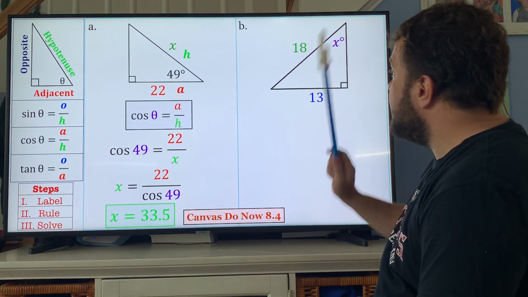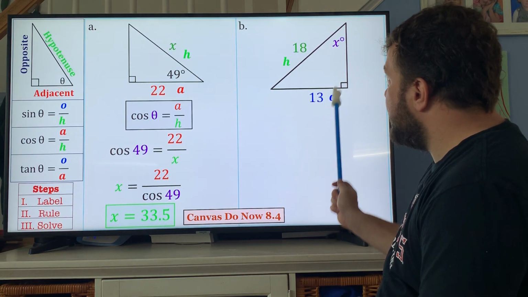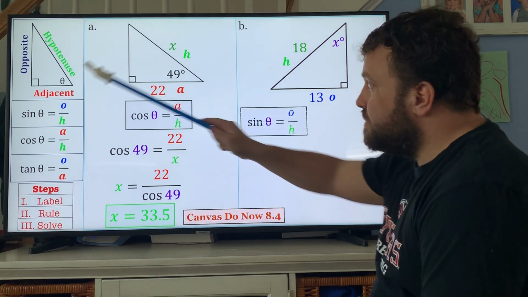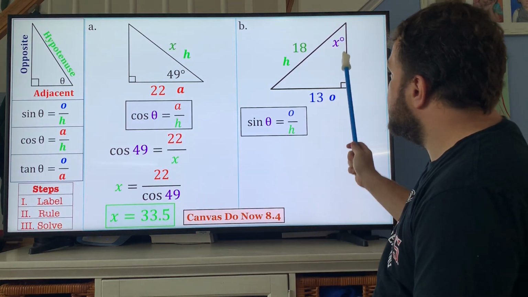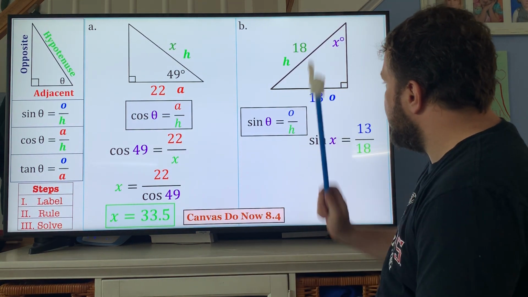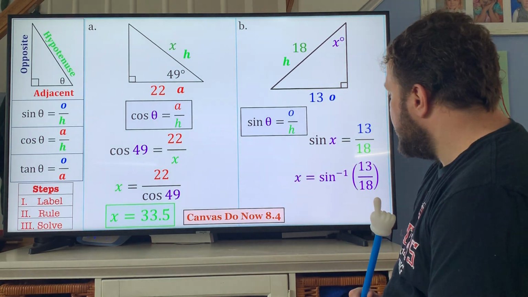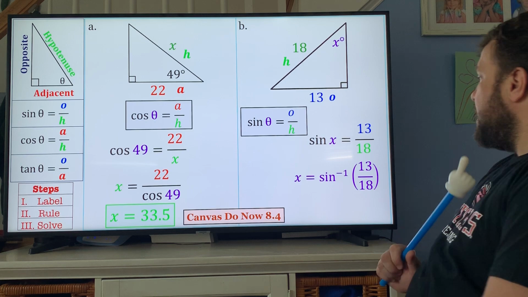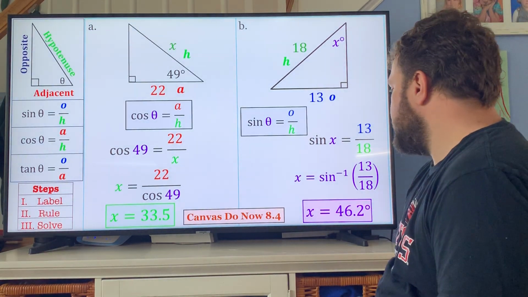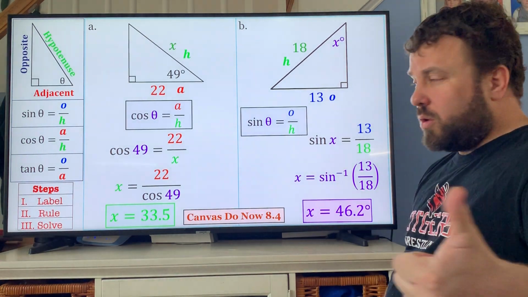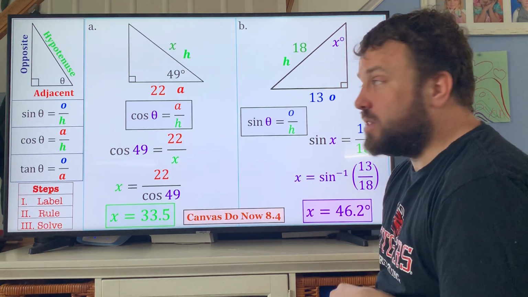Right here, we're looking for the angle. We've got hypotenuse again and opposite side, sine. So it's sine x equals 13 over 18. Since you're looking for the angle, you'd use the inverse, sine inverse of 13 over 18. And you get your answer, which is 46.2. Awesome. Now let's get into our actual lesson.